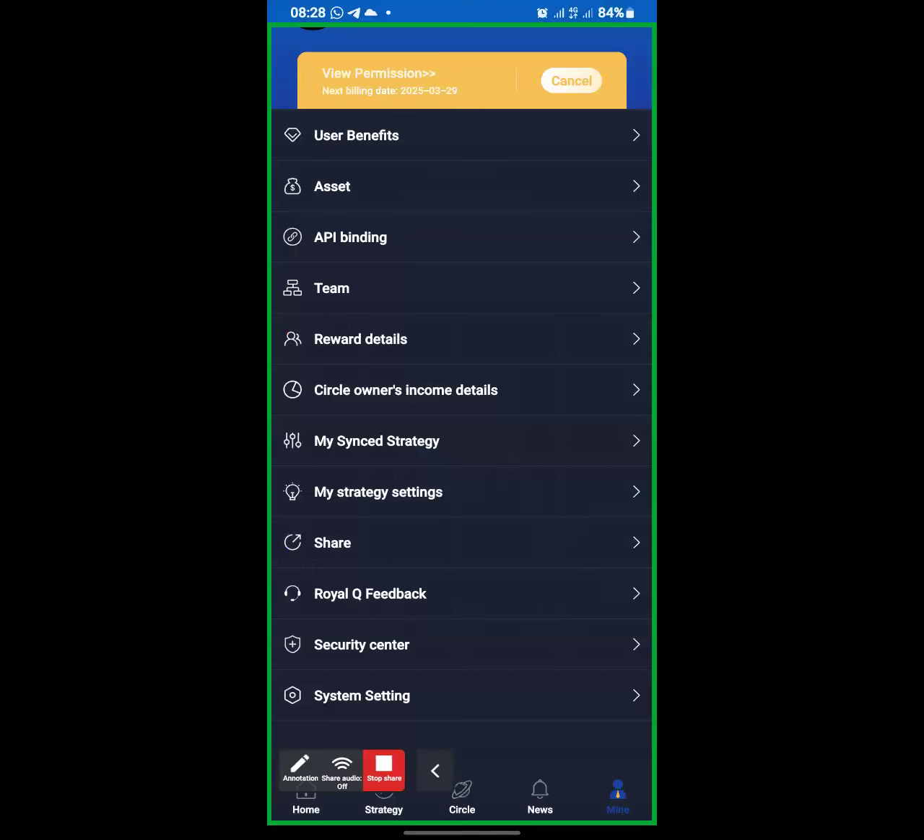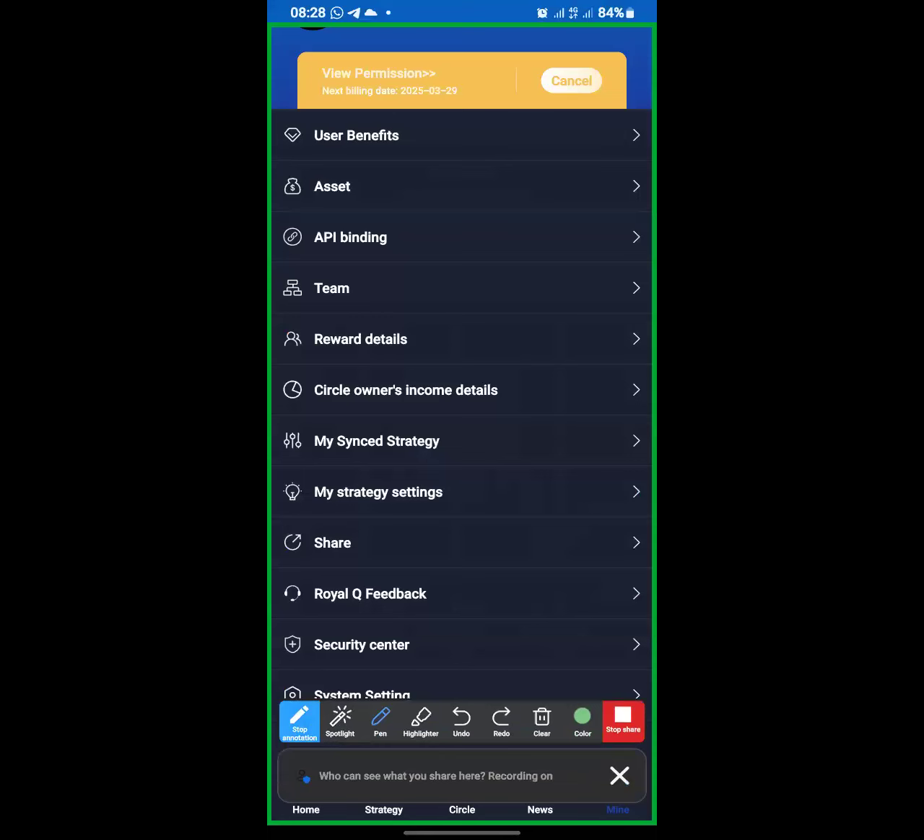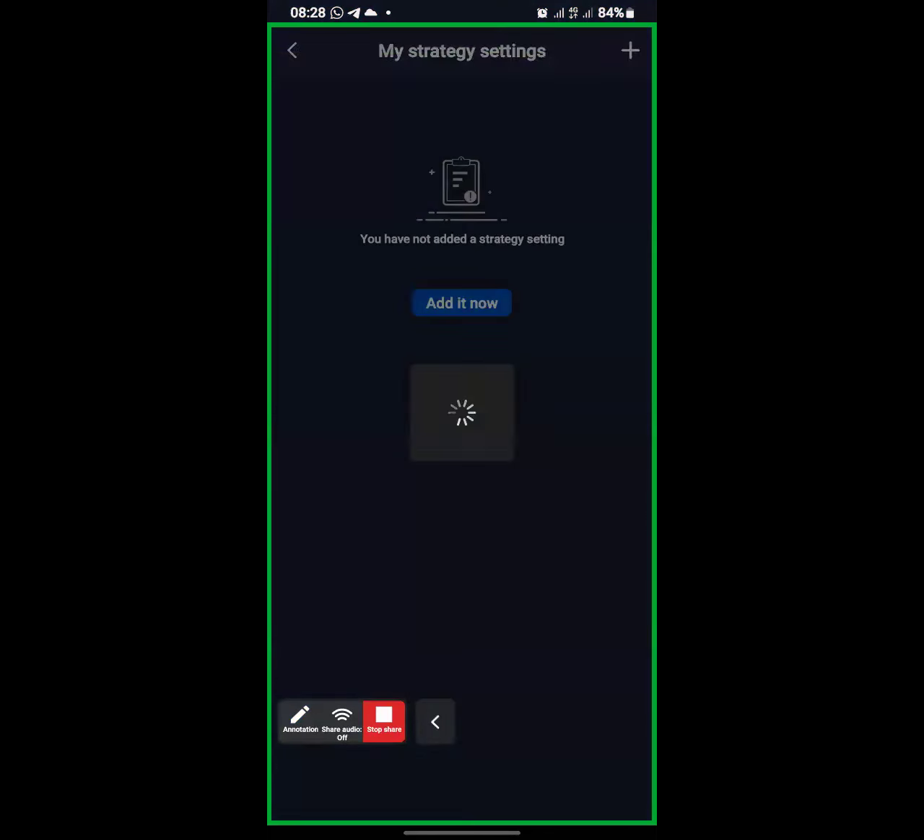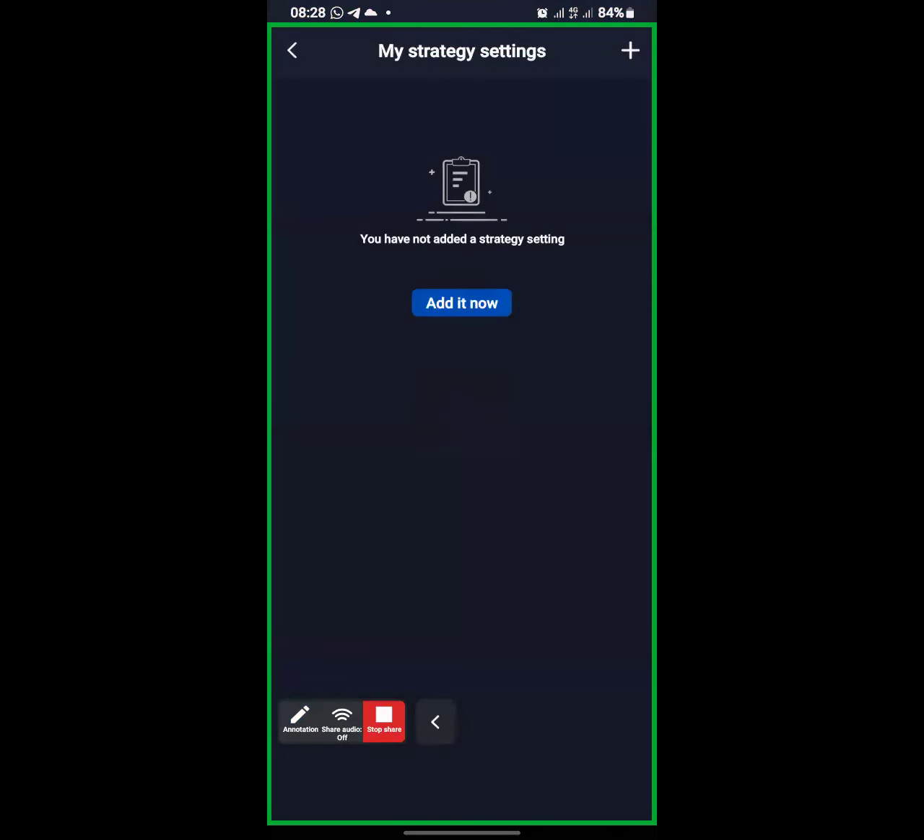I want us to talk about my strategy setting. So most of you don't know this section. You don't know what it means, my strategy setting. This is where you go and you save your strategies so that if you're coming up with a setup, in order not to waste time, you just have to go and choose that strategy you've saved recently. So let's click on my strategy setting. When you click on my strategy setting, you're going to add the strategies that you want to use whenever you're setting coins. So you click on add it now.